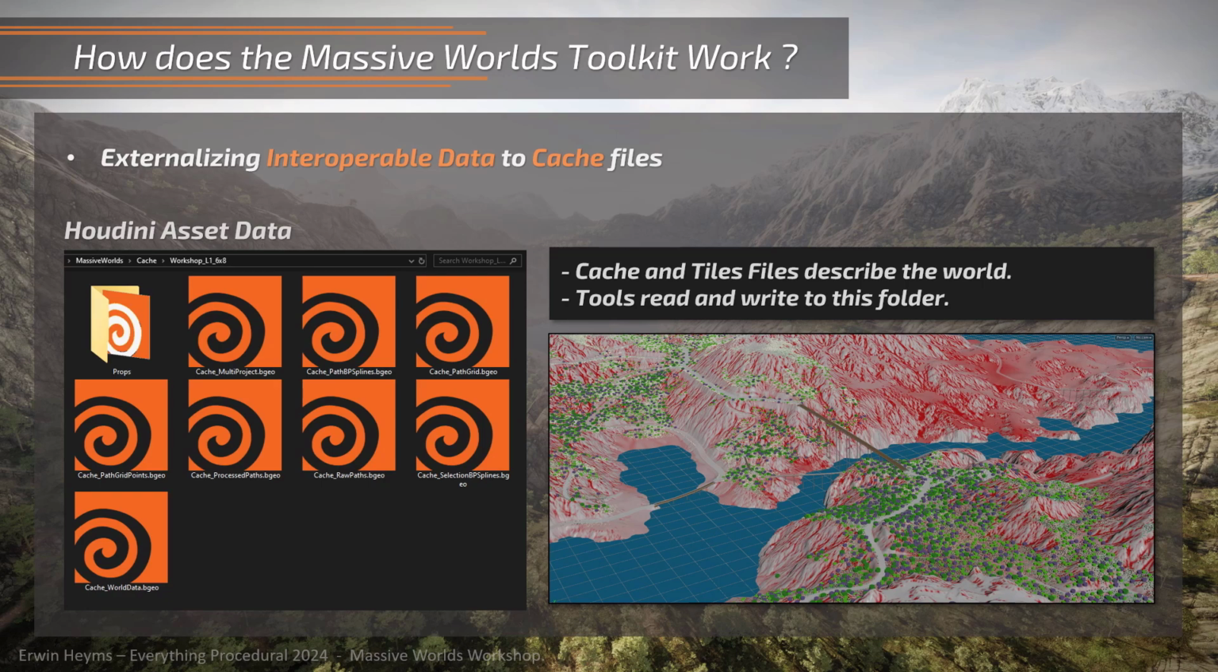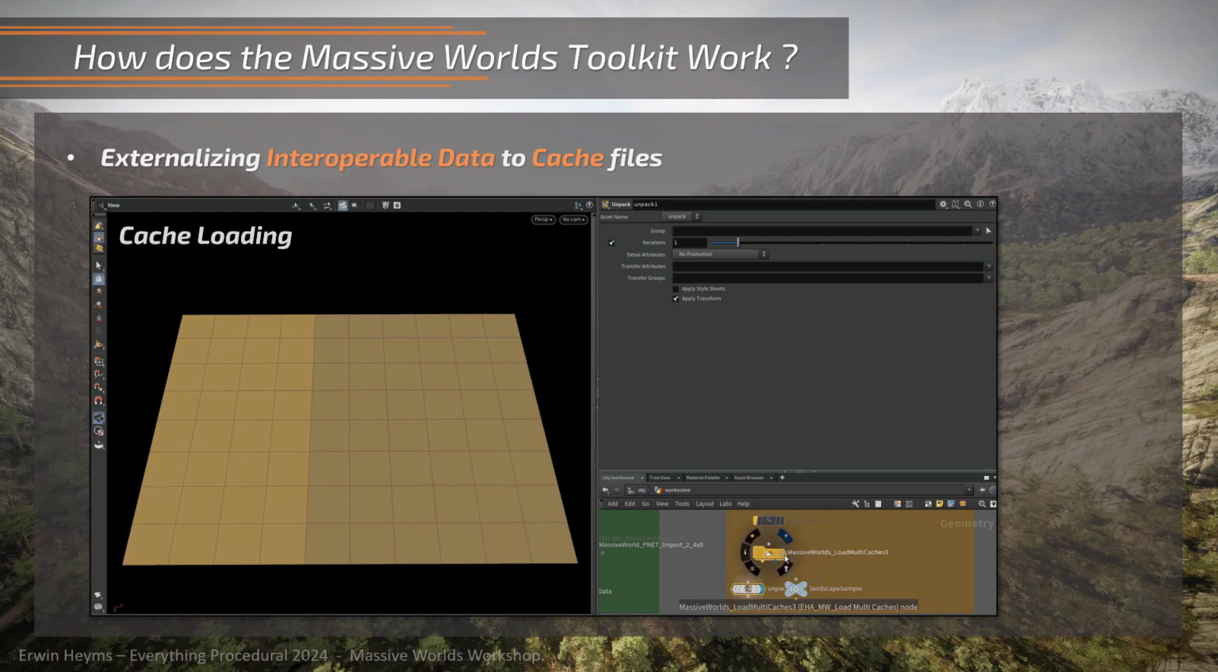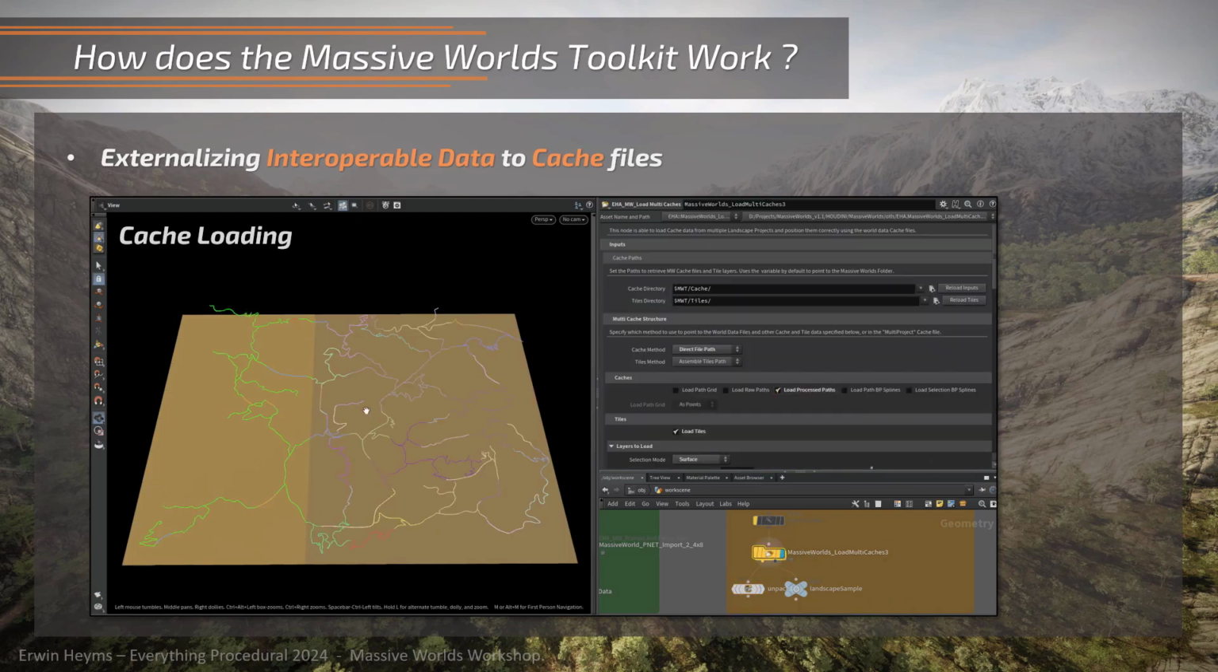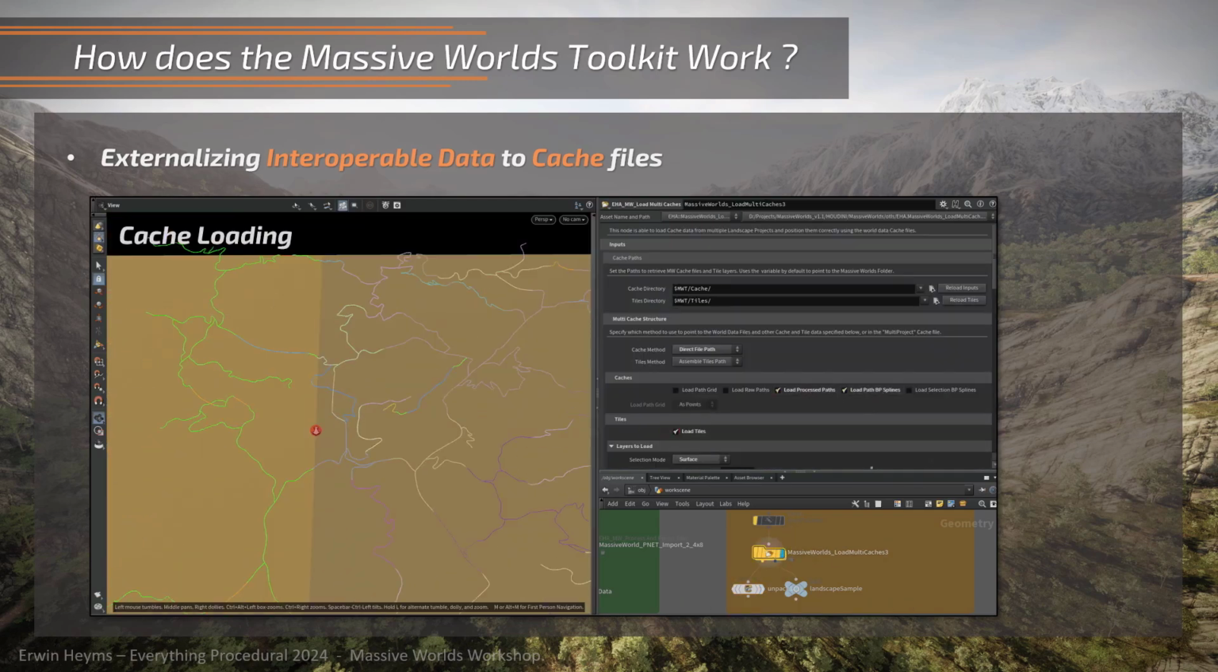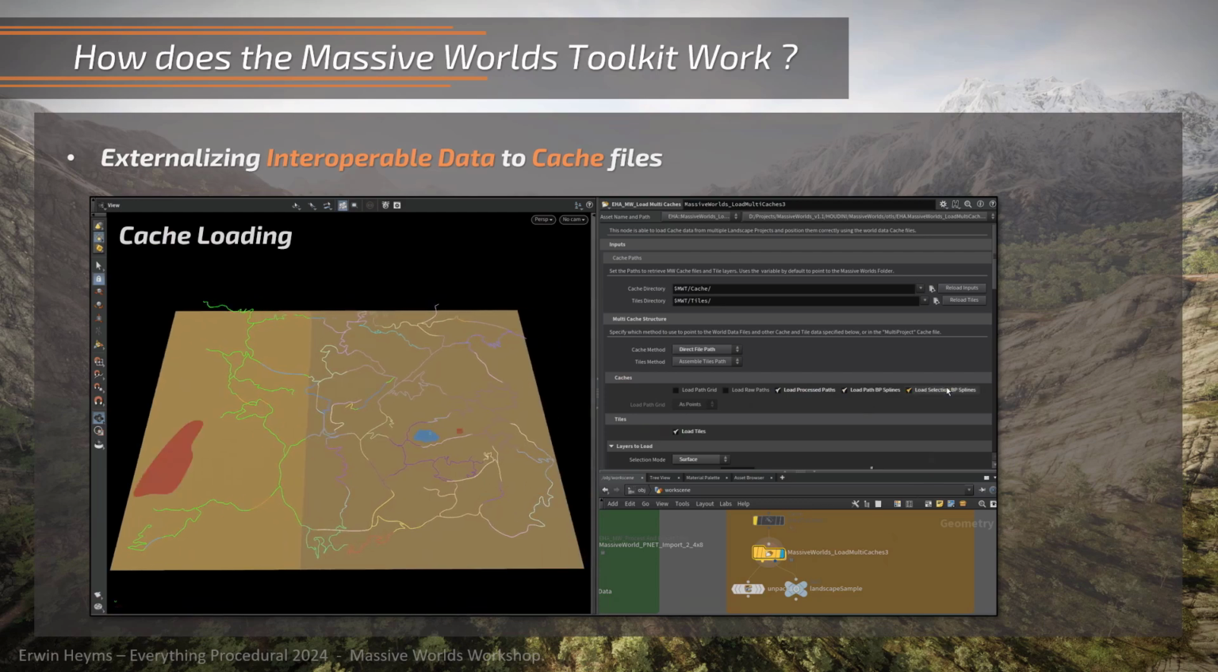Now, other than tiles, the Master Worlds Toolkit also uses a folder structure that contains interoperable cached data for use between Houdini assets, such as road splines, prop scattering. We have mesh stamps, which we're going to make in this workshop, and also blueprint information, such as the road splines, which we can extract directly from Unreal. And then this data can be loaded on demand as well. So per cache, per landscape, or as a whole set.